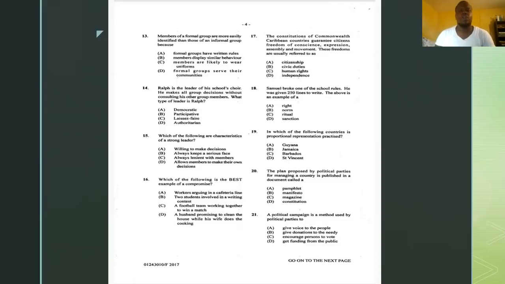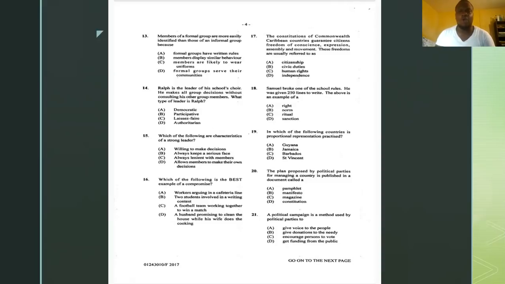Very good. Number 17 says, the Constitution of Commonwealth Caribbean countries guarantees citizens freedom of conscience, expression, assembly, and movement. These freedoms are usually referred to as A, citizenship, B, civic duties, C, human rights, or D, independence. So the answer is these rights and freedoms. Simple. Number 17, the answer is C, human rights.